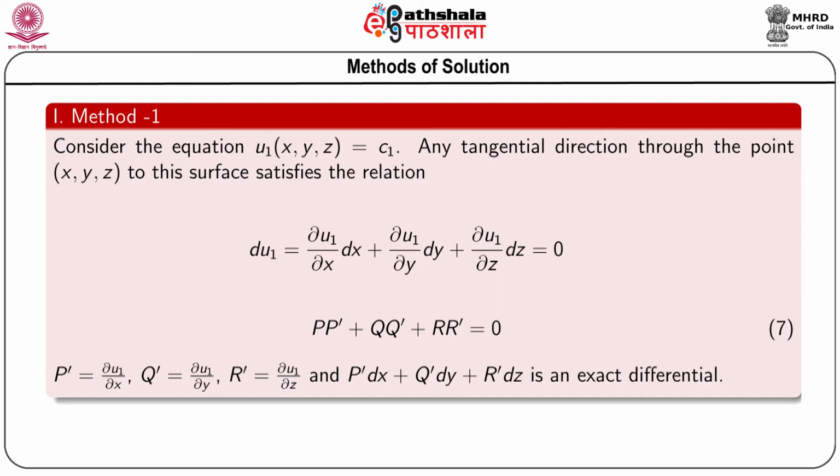So, our aim is to find p dash, q dash, r dash such that equation 5 holds, and at the same time this d1, that means p dash dx plus q dash dy plus r dash dz, must be an exact differential. Therefore, our aim is to find p dash, q dash, r dash which satisfy this equation, and this is an exact differential. Now, we shall take one example, then it will be more clear.